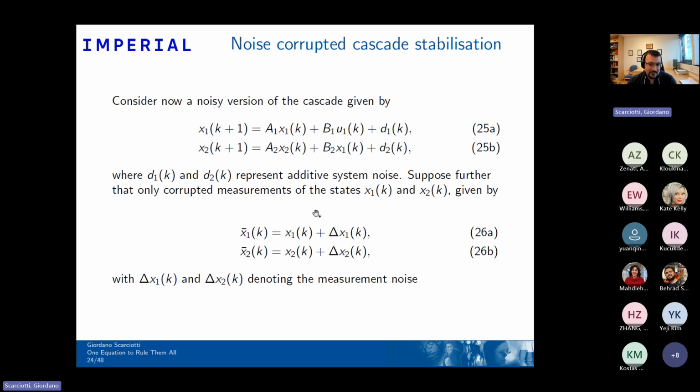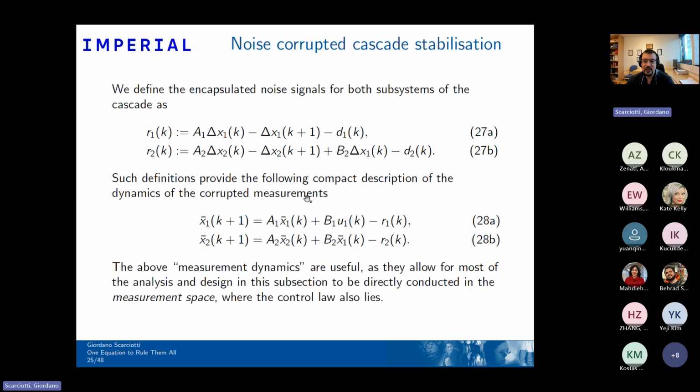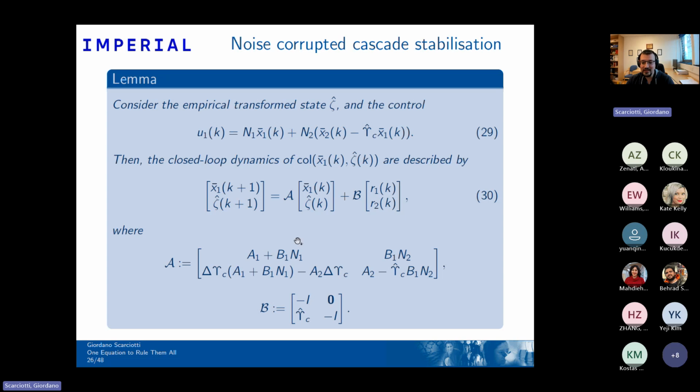Okay, so it's 45. Let me close this. Let me just comment briefly without going into the detail. We can look at the noisy version of this result of the cascade stabilization. We do the various procedures, and what we will end up with is that in the case of noise, we have process noise, we have measurement noise, we don't have anymore the triangular structure that we had before, so we cannot stabilize anymore, but we can do a small gain argument.